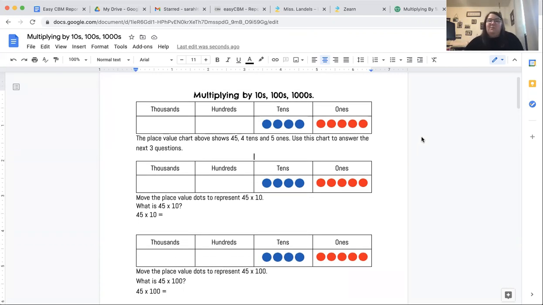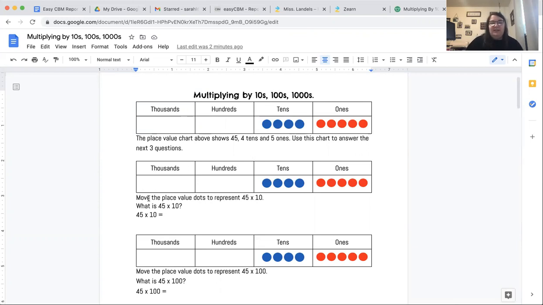Today, we're talking about multiplying by tens, hundreds, and thousands. And as you can see, I have a nice place value chart here with markers. So we have red markers for our ones and blue markers for our tens. And it says the place value chart above shows 45, 4 tens and 5 ones. Use this chart to answer the next 3 questions.